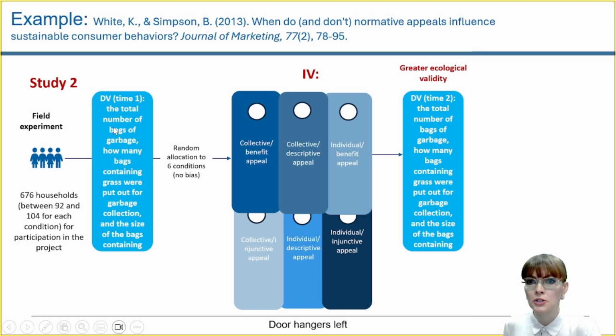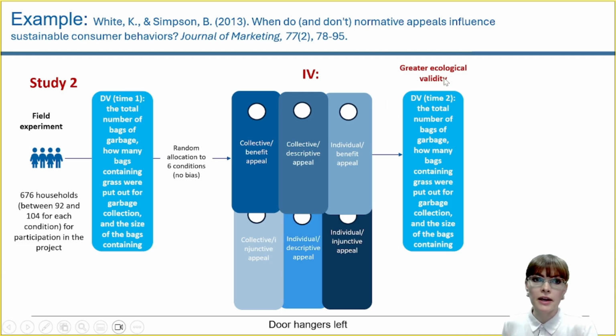They measured the total number of bags of garbage and how many bags actually contained grass. They did it before they dropped off those hangers. And then they also collected, at a second point in time, after several weeks, again the number of bags that each household posed and how many of those bags contain grass. This way they were able to establish, is there a difference in the amount of grass cycling that has taken place before the exposure and after the exposure?